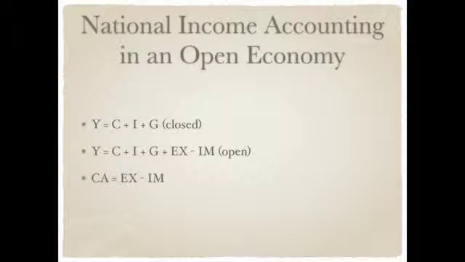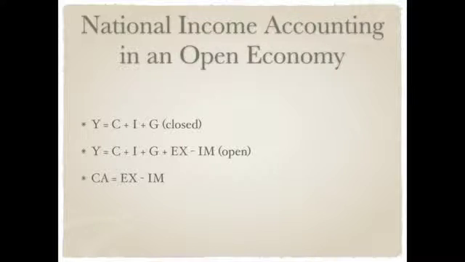Also, let's make some identities. It would be a good idea for you to remember with this national income accounting. Remember that we said Y is equal to C plus I plus G in a closed economy. That's the identity because since it's a closed economy, there is no international trade going on, so we don't have to concern ourselves with exports and imports. Once the economy is opened up, we have to include exports and imports into this equation.